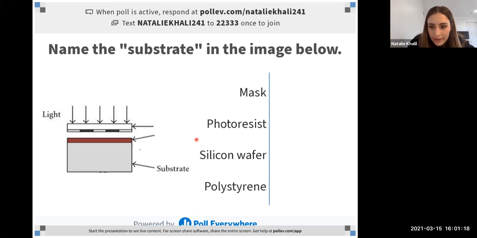All right, let's see what the majority of you selected. Silicon wafer, correct. So the photoresist, which some of you did select, is that red layer, so the arrow above the substrate, because that's the one that needs to be directly exposed to the UV light source. It's not polystyrene because we didn't talk about polystyrene in this lecture, but that's what makes up cell culture dishes, like Petri dishes, for example, but that's not used in photolithography.